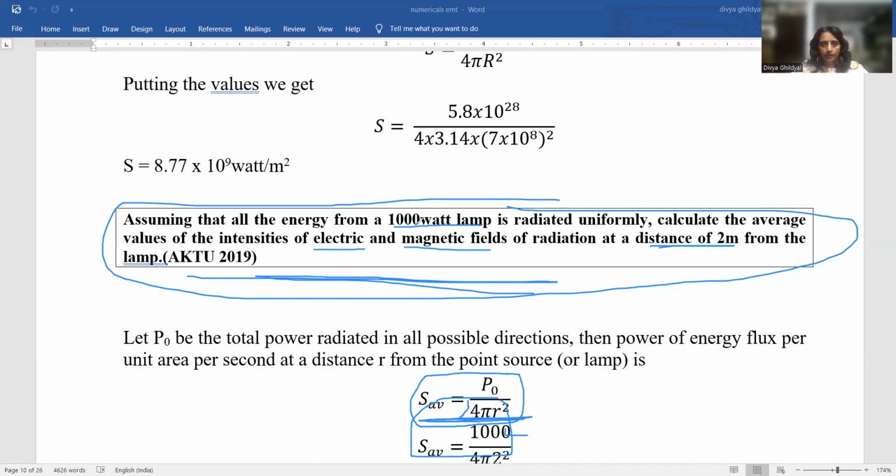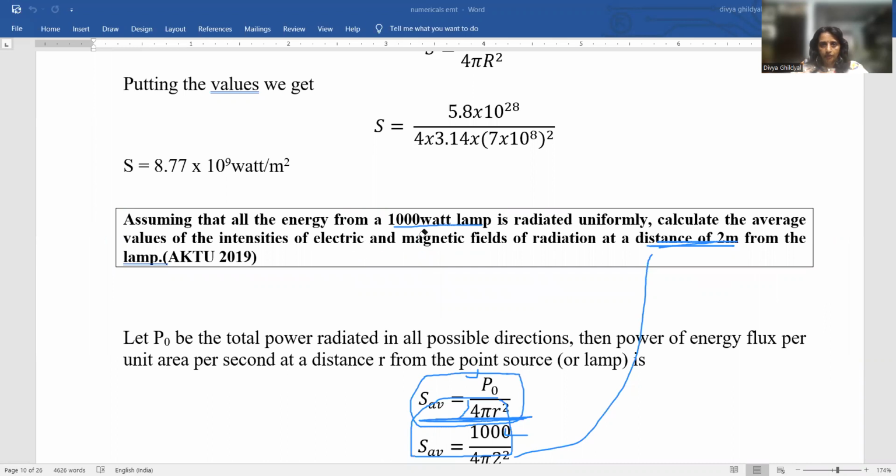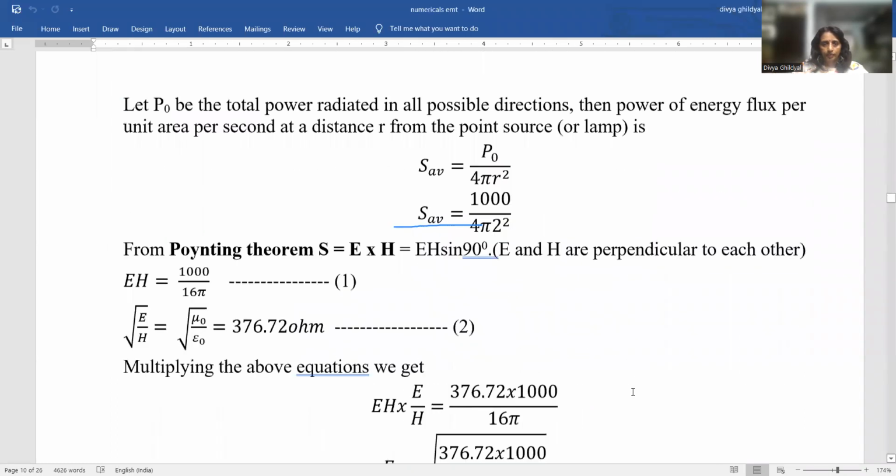And here, what have they given you as P? 1000 watt, 4 pi is 3.14 r. And how much have they given you as the distance? 2 meters from the lamp. So r is 2. Now you put these values and solve this equation on your own with the help of a calculator. Or if you can do it mathematically, well and good, try doing it. This numerical is very important. Many number of times it has been asked in your AKTU paper.